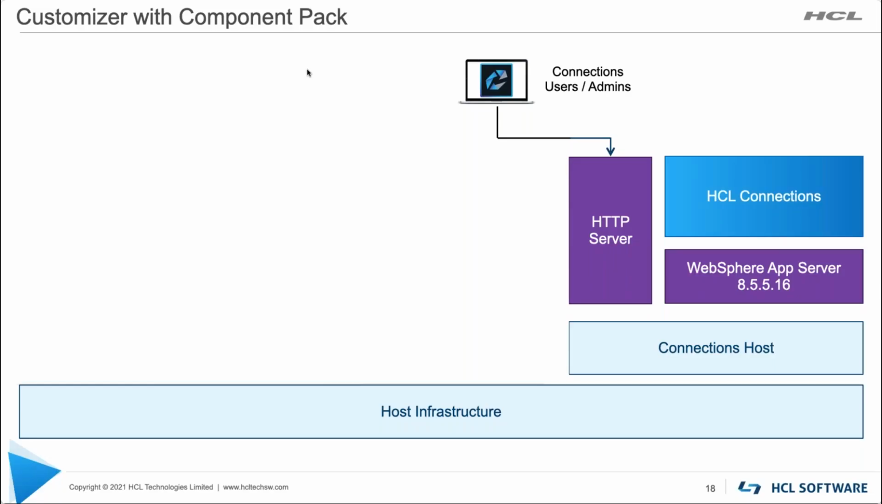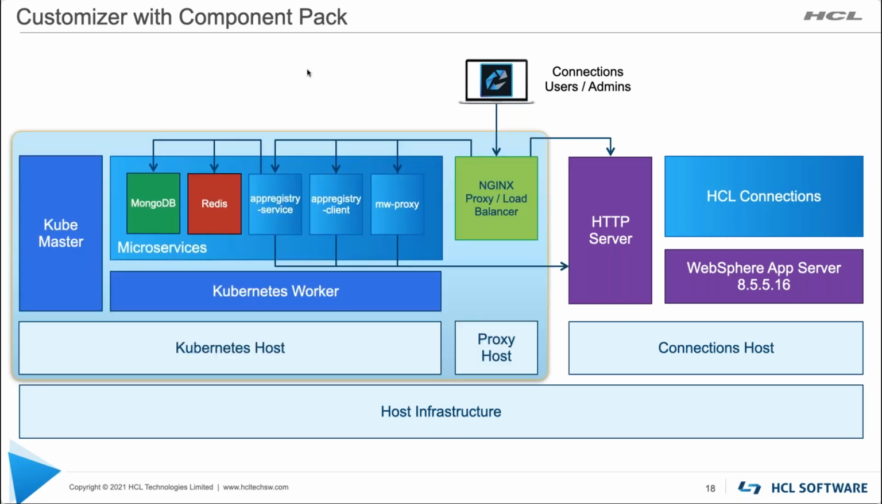So let's look at how we actually get Customizer with the component pack. What you see on the screen is, on the right side, connections running on WAS, and you have the HTTP server, right? It's just the standard core connections. But when you add the component pack with Kubernetes, with MongoDB and Redis, etc., to get all the component pack features to work, you notice the MW proxy and the proxy host there. That is part of what the customizer brings you.